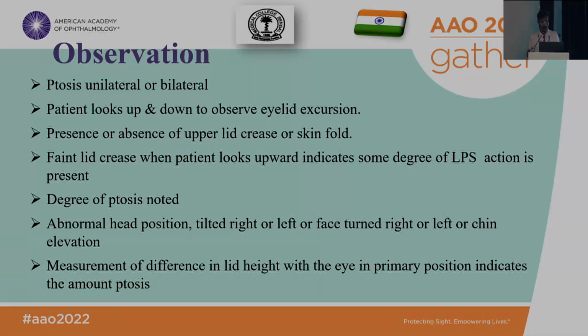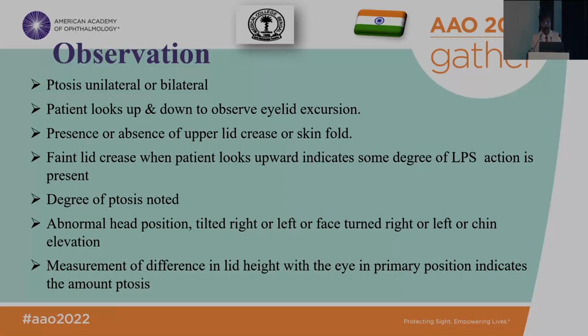Abnormal head position: tilt to the right or tilt to the left, or chin elevation. Why is there a head position? It is to maintain the binocularity of the patient. Otherwise, the patient cannot see. So due to maintaining binocularity, there is a tilt either left or right, or chin elevation. Chin elevation means both eyes have ptosis. In unilateral ptosis on the right side, there is a tilt of the head to the opposite side.